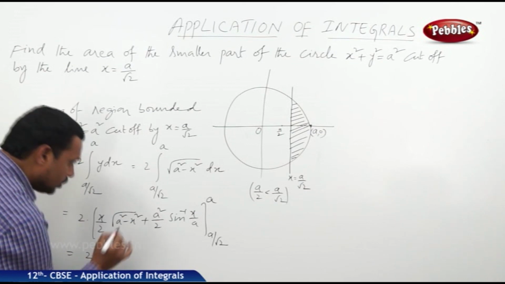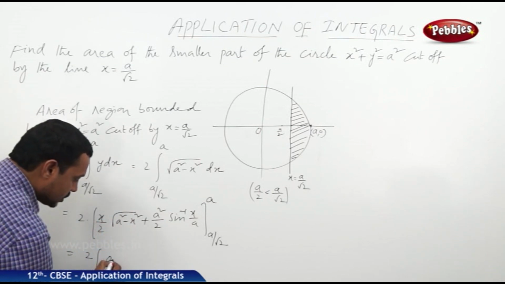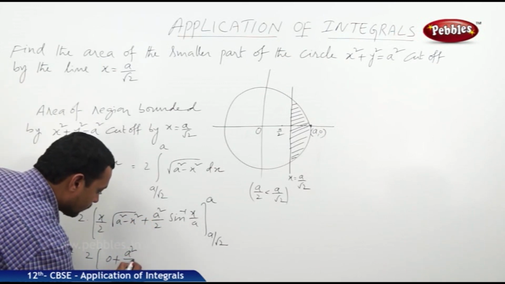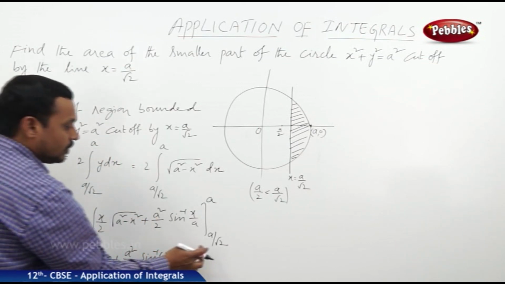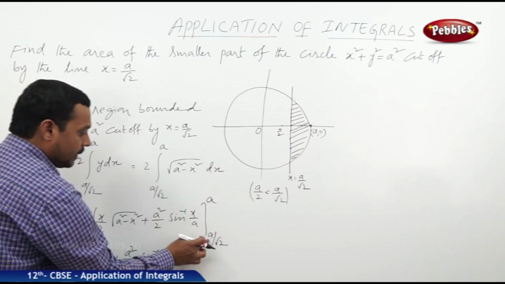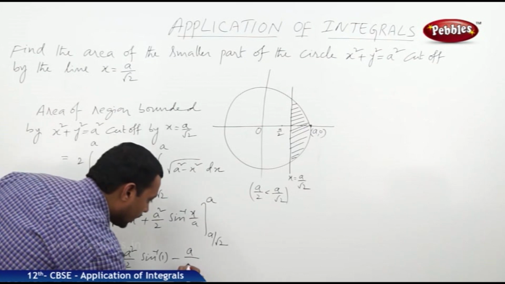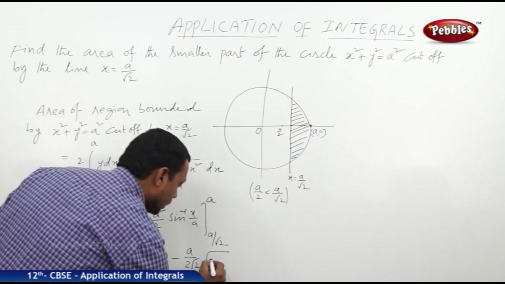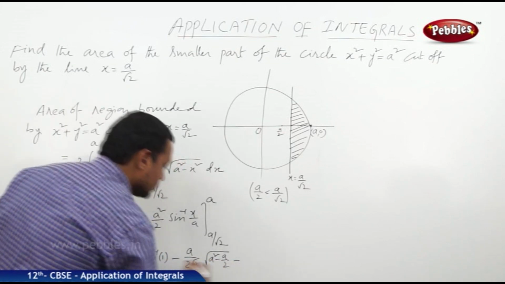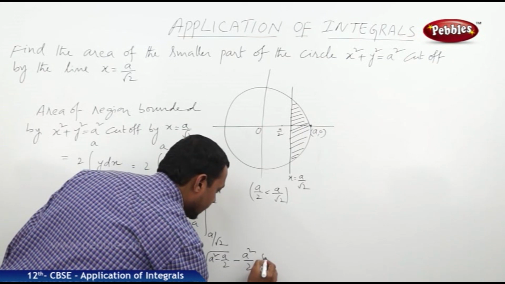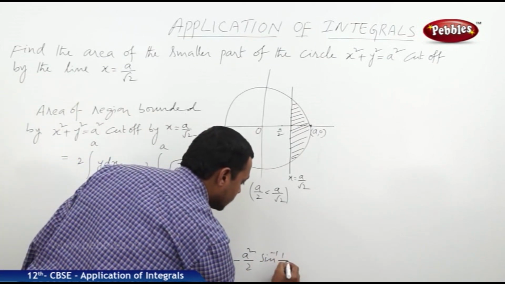Now this is 2 times of, substitute the upper limit first. When we substitute the upper limit, a by 2 into root of a square minus a square, it is 0, plus a square by 2 into sin inverse a by a, that is sin inverse 1, minus of, now substitute the lower limit, that is a by root 2 by 2, or a by 2 root 2 into root of a square minus x square, plus a square by 2 into sin inverse of x by a, where x is equal to a by root 2, by a cancel, it becomes sin inverse 1 by root 2.